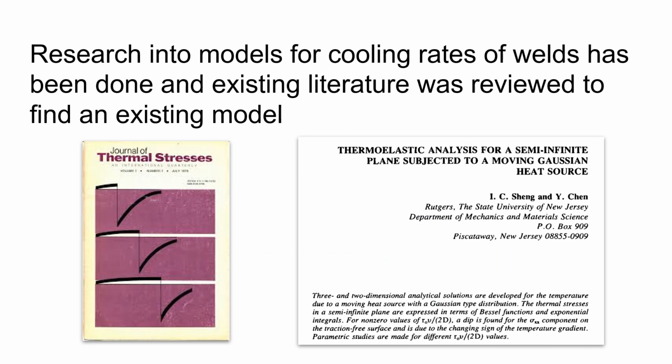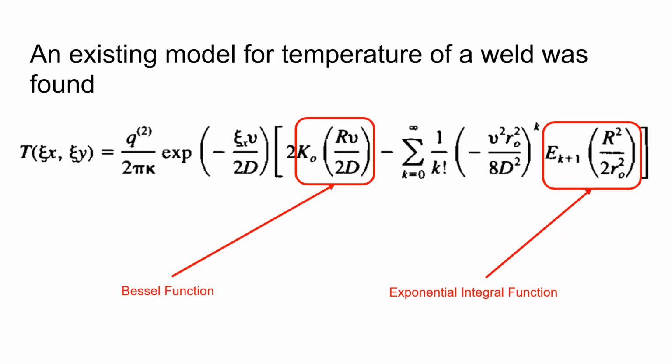There is a lot of graduate level research that has already been done on the subject of welding cooling rates. We took the opportunity to build on Sheng and Chen's work. Thanks to Sheng and Chen, we obtained a two-dimensional model that finds the temperature of a weld. It is a complex model that involves a Bessel function and an exponential integral function that took some time to learn how to calculate.